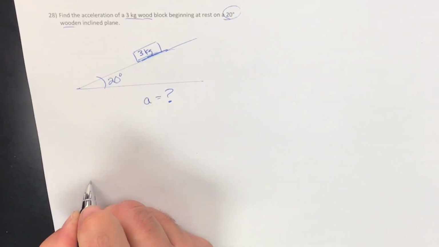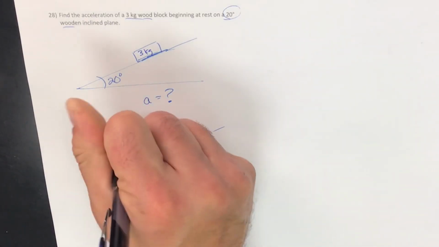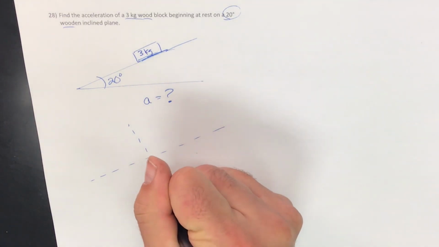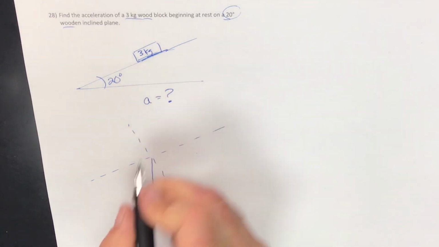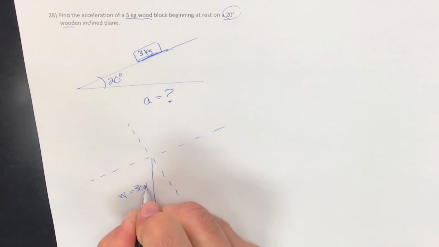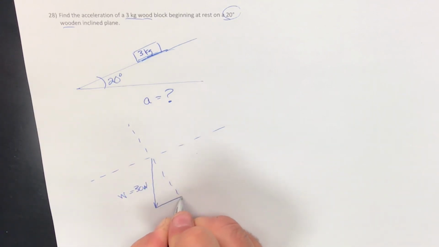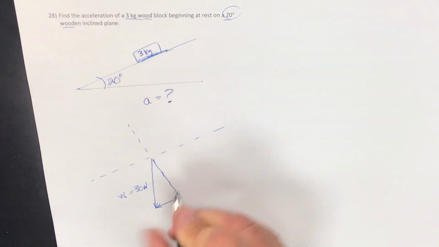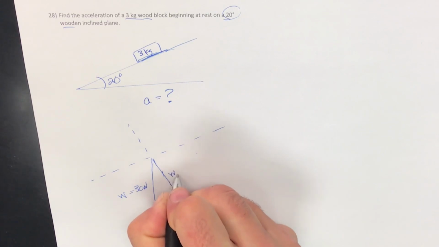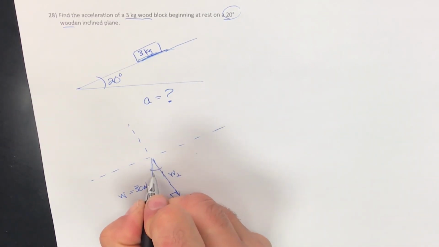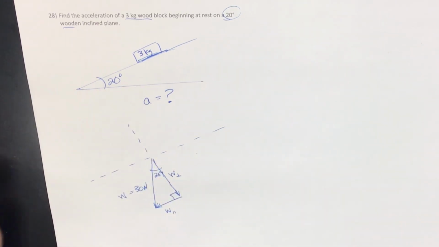Free body diagram first, parallel to the incline, perpendicular to the incline. Try to draw these things well. It's kind of difficult to do. And then the weight, 30 newtons, is the weight. And then this is parallel to the incline. This is perpendicular to the incline. Weight component, perpendicular, weight component, parallel. This angle, of course, is the same as the angle from the horizontal.